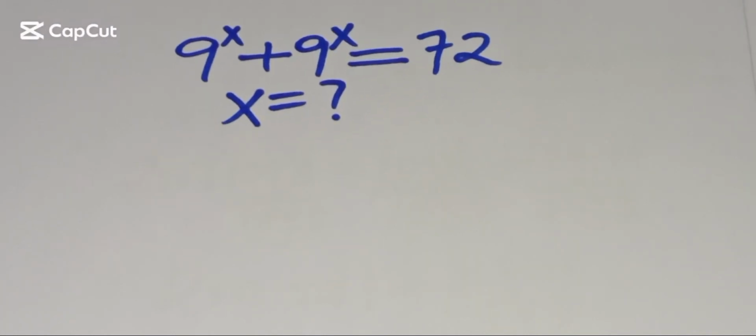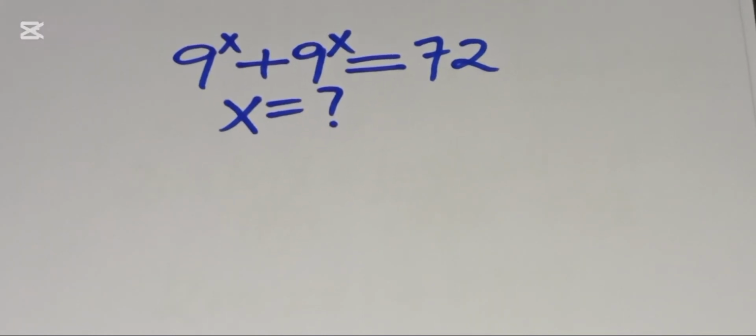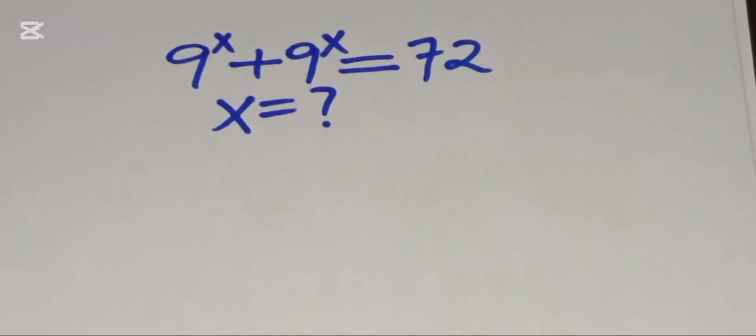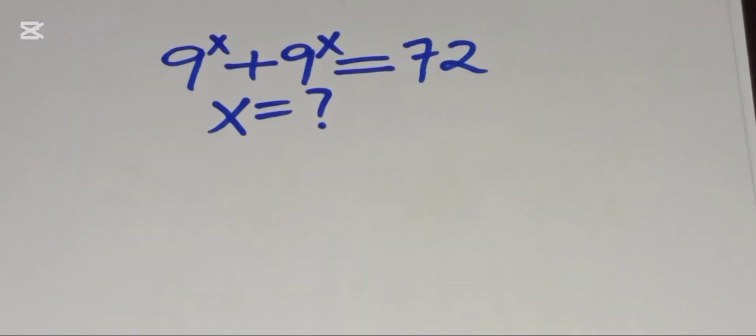Hello, you're welcome. How to solve this nice exponential equation, which is 9 raised to the power x plus 9 raised to the power x equal to 72. So what is the value of x?